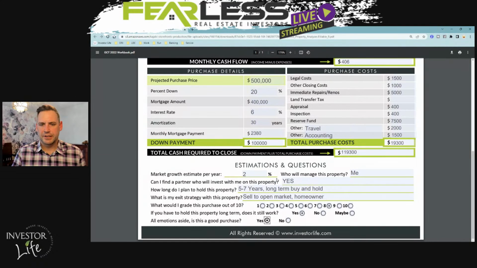There's lots of reasons, especially if my whole point in this is a long-term buy and hold, and I'm going to sell at the end to a homeowner. All of these factors included, I would say, yeah, this is probably a good purchase.